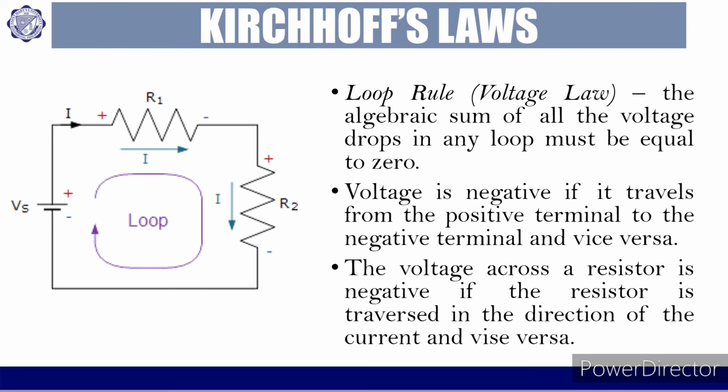Next, the second law is a consequence of the conservation of energy. It is known as Kirchhoff's loop rule or Kirchhoff's voltage law. The algebraic sum of all the voltage drops in any loop must be equal to zero. Voltage is negative if it travels from the positive terminal to the negative terminal and vice versa. The voltage across a resistor is negative if the resistor is traversed in the direction of the current and vice versa.